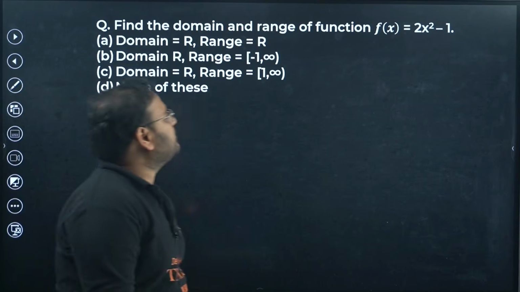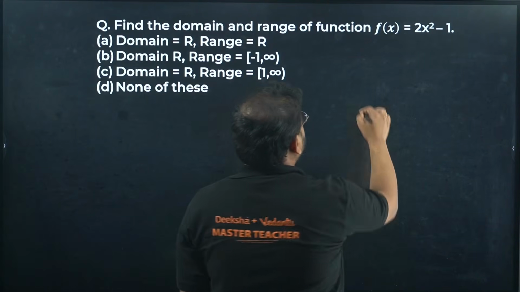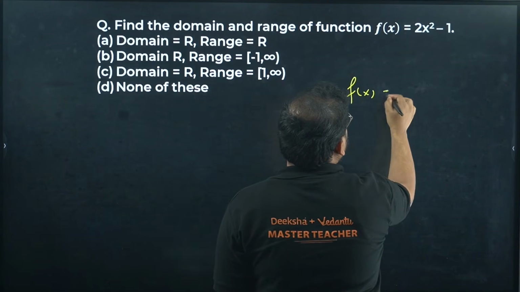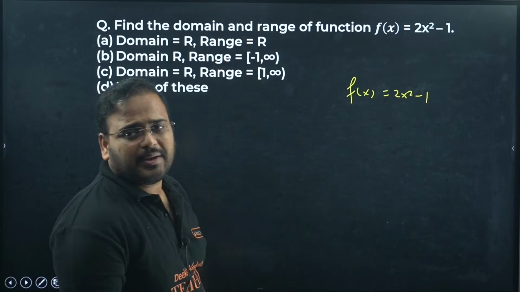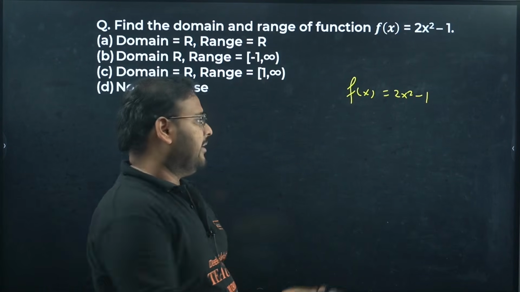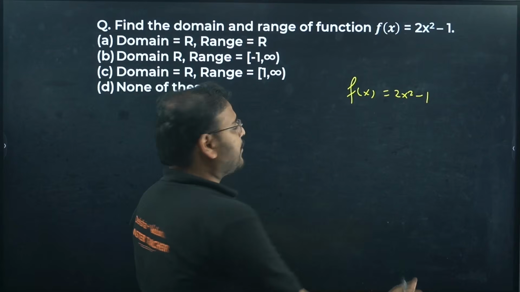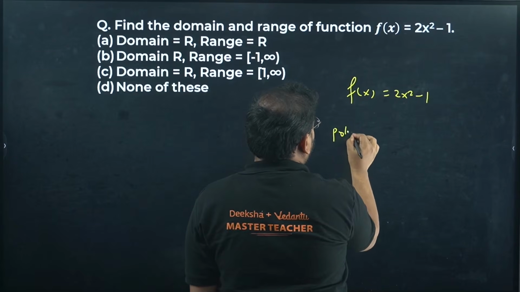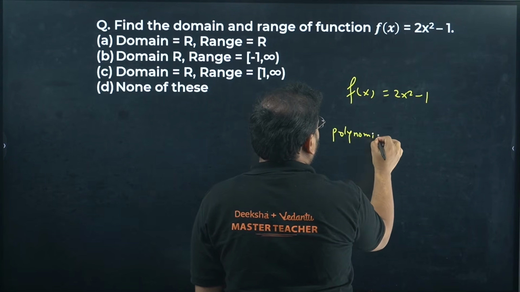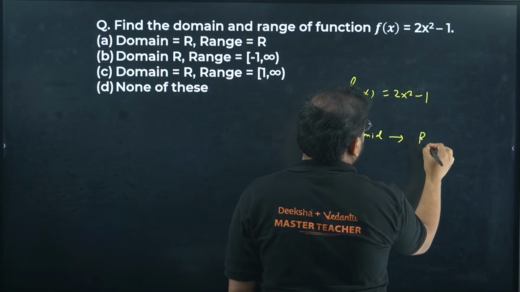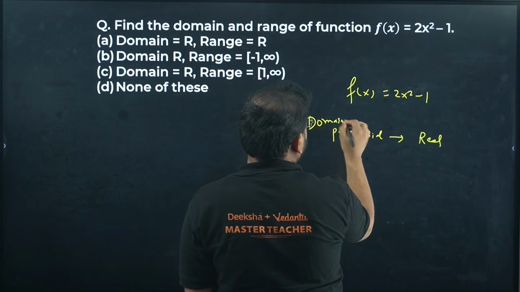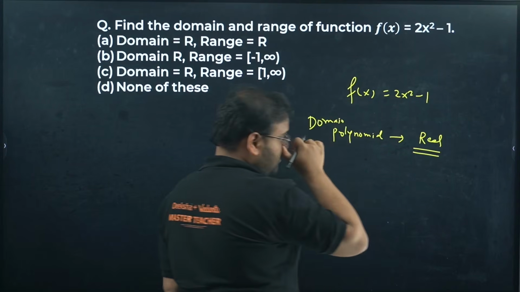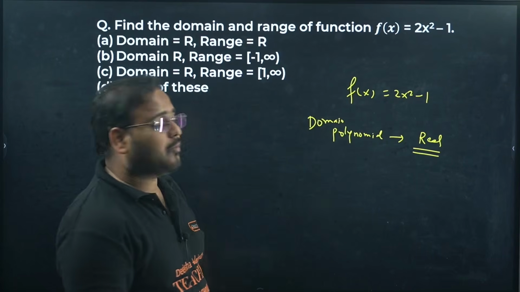Find the domain and range of the function f of x is 2x square minus 1. Domain. It's a polynomial function. Remember, the domain of a polynomial is always real. Always real numbers, all real numbers. What about range?